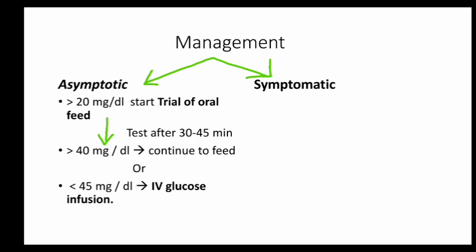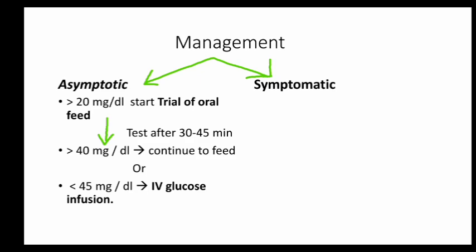If it is asymptomatic and more than 20 but less than 40, we start a trial of oral feed, and check after 30 to 40 minutes. If it is more than 40, we tell the mother to continue to feed. If there is no improvement and it is again less than 45 milligram per deciliter, we have to start IV glucose infusion. This is the asymptomatic management of hypoglycemia.